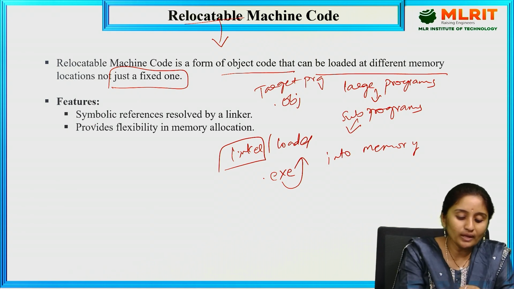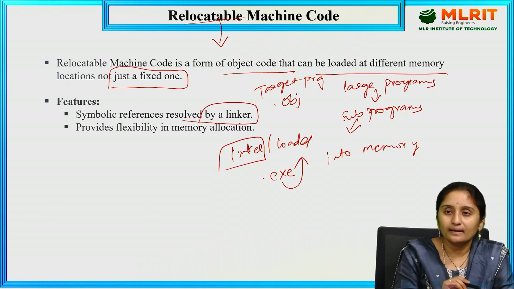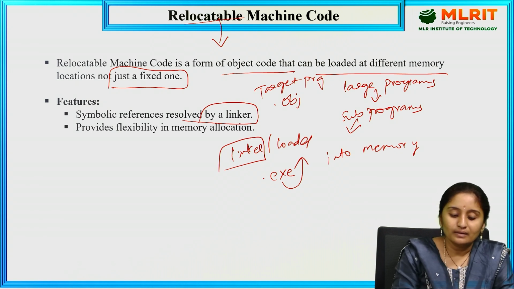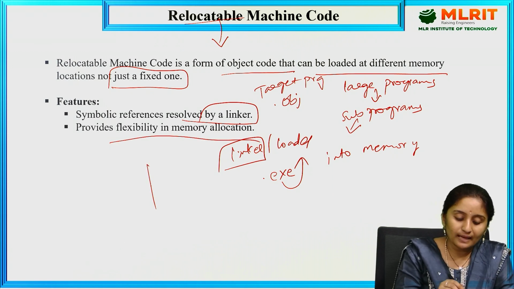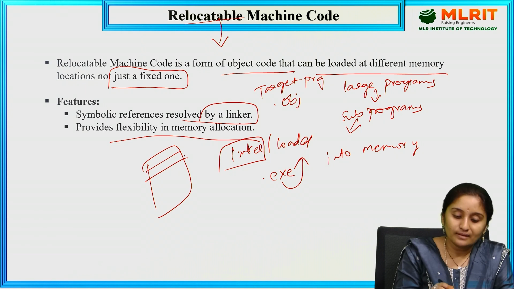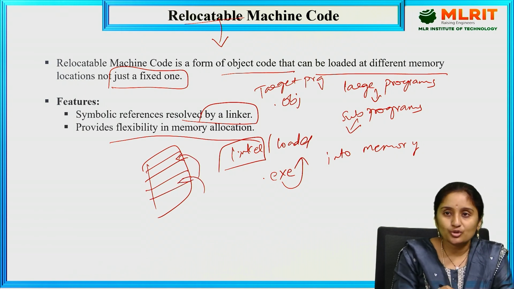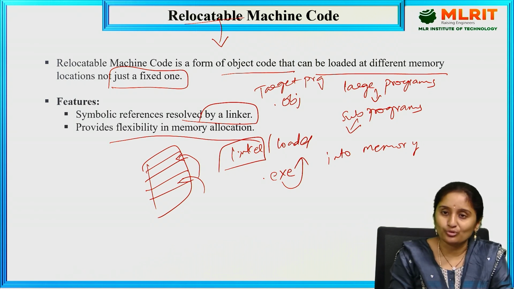Here the symbolic references are resolved by the linker. The linker resolves the symbolic references and provides flexibility in memory allocation. In the RAM, where the space is left free, there the subprograms will be stored. Where the memory is free, there it will be stored.